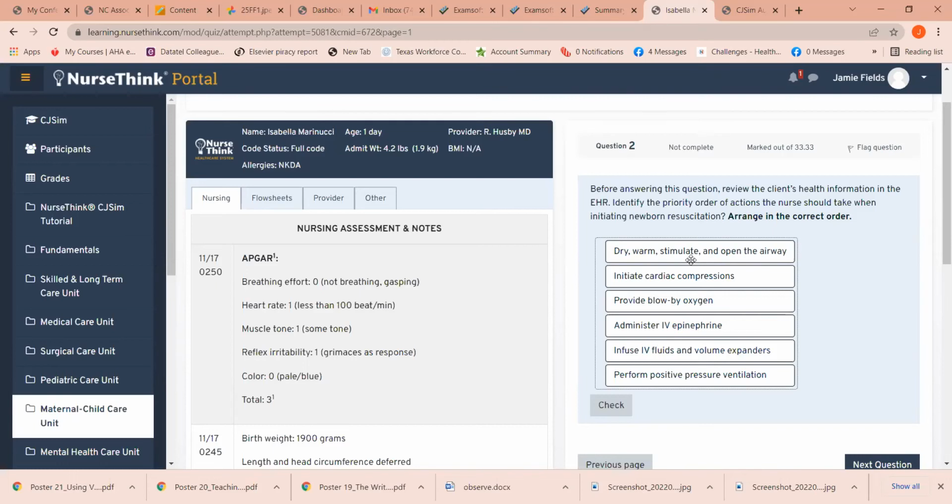What's the next thing? If we're going to do this one first, what's next? CPR and then epi. All right. What about after that? IV fluids. Okay. Look at the entire order and tell me if there's anything you want to move. Okay, we want to move this oxygen up before epi.